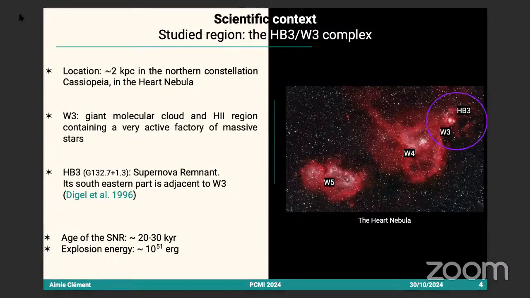So the region that I am studying is the HB3W3 complex, which is located at about 2 kiloparsec in Cassiopeia, in the Heart Nebula, because it looks a little bit like an anatomical heart. I don't know if you can see it. W3 here is a giant molecular cloud and a very active massive star-forming region. And HB3 here is a supernova remnant, which is quite old, like 20 to 30,000 years old, and it is interacting with the cloud here.